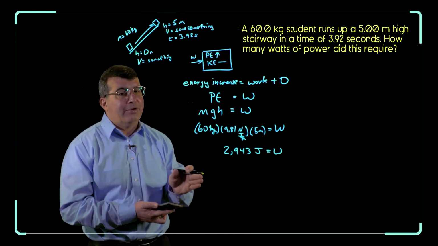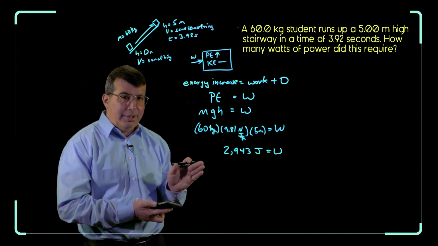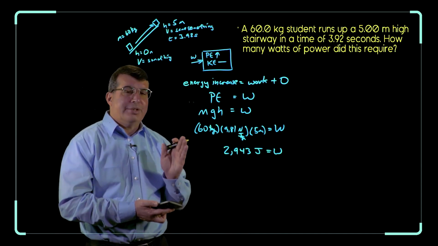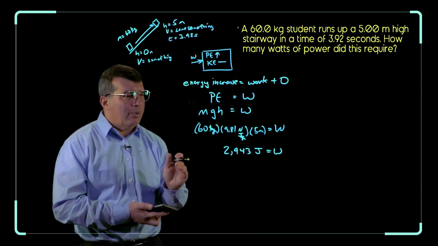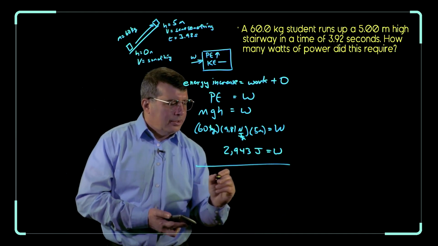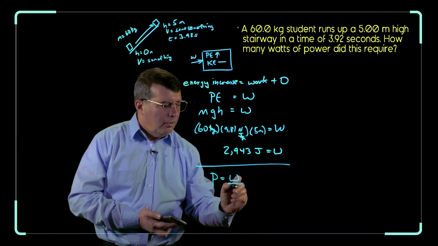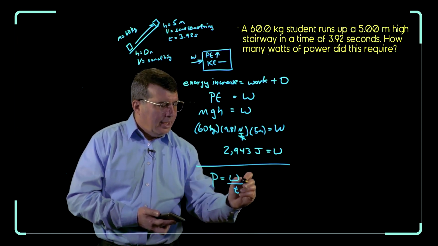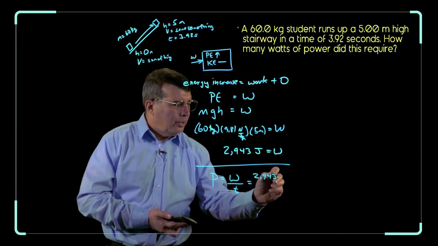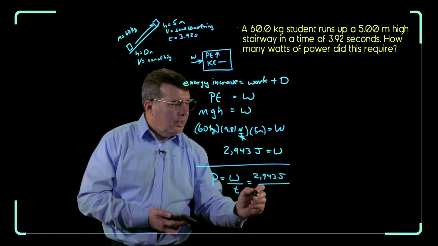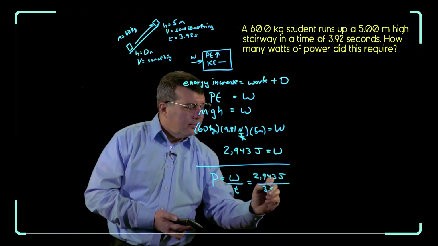That is independent of how fast the student got up the stairs. The student could have gotten up slowly or quickly, and it would be the same amount of work. But the question actually asked us, how much power did this require? So remember that power is work over time. And in this case, that would be 2,943 joules of work divided by 3.92 seconds.